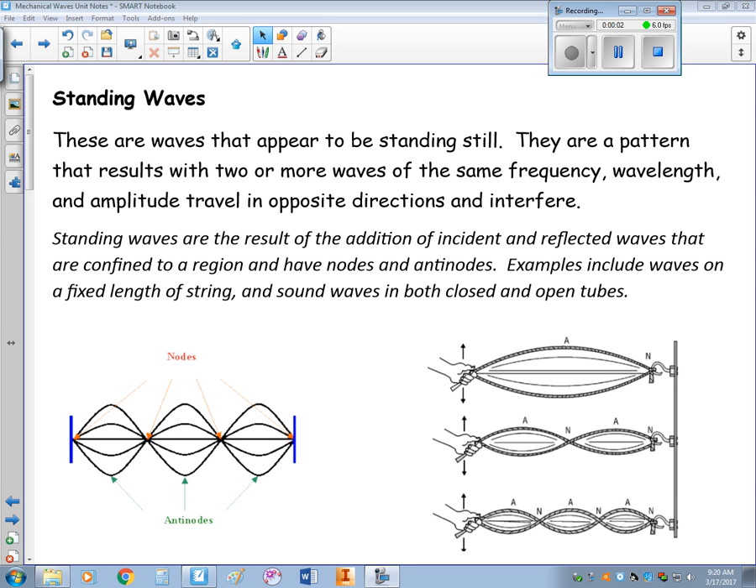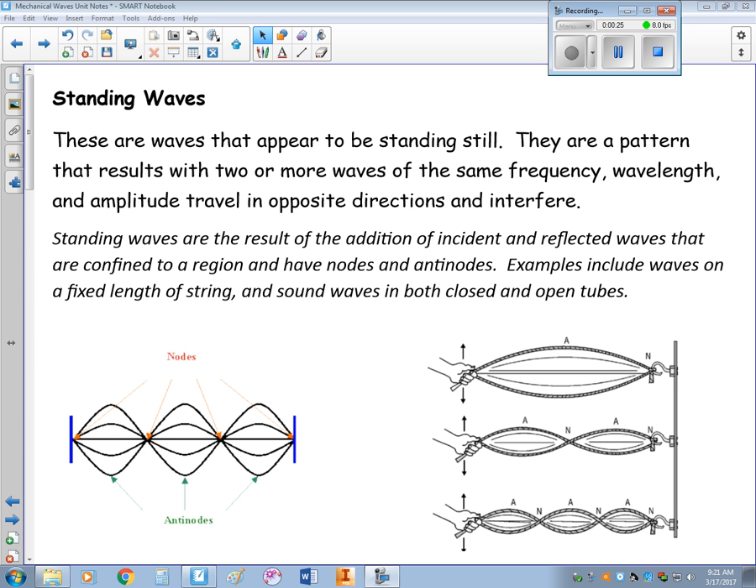This is video 3 for the mechanical waves unit. For this one, we're going to begin by talking about standing waves. These are waves that appear to be standing still. They are a pattern that results when two or more waves of the same frequency, same wavelength, same amplitude travel in opposite directions and interfere.